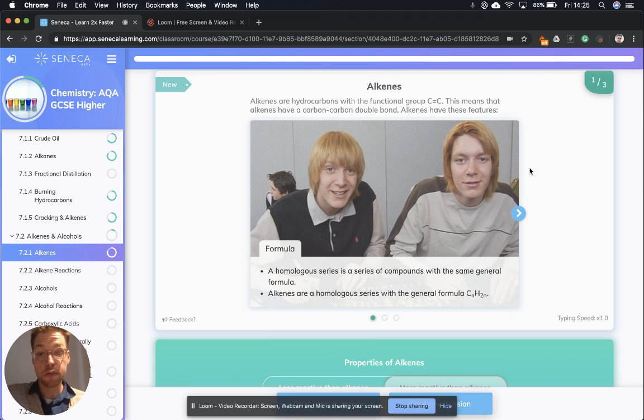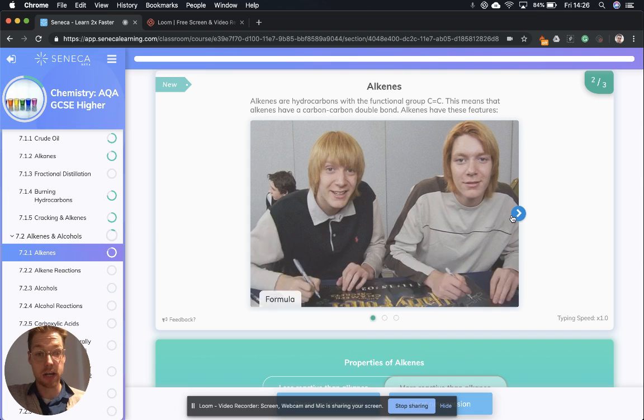Okay, so we'll start with the formula. Alkenes are part of a homologous series, and basically that's just a series that has the same general formula. So alkenes have the general formula CnH2n. What does that mean? It means for every carbon atom you have, you're going to have twice the amount of hydrogen atoms. So if we were to have 5 carbon atoms, we would have 10 hydrogen atoms.